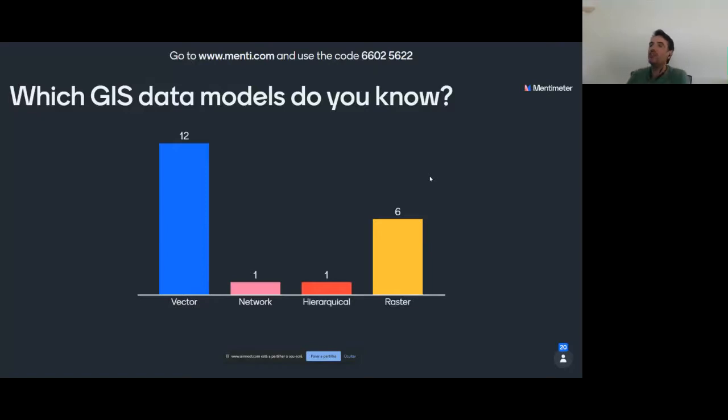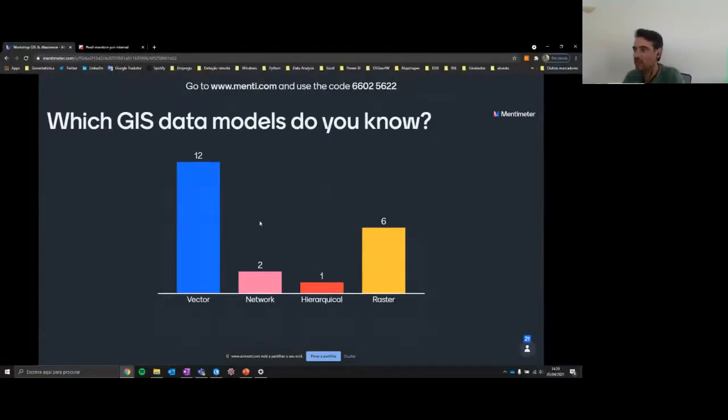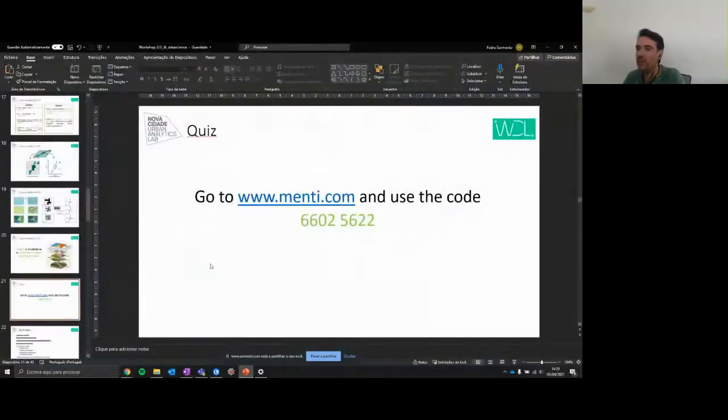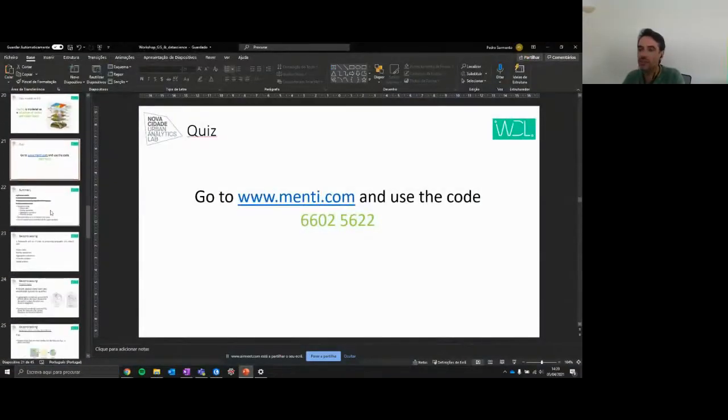Okay, in general, you answered the right question. Vector and raster are the GIS data models that are generally used in geographic information systems. I will pass again to the presentation.